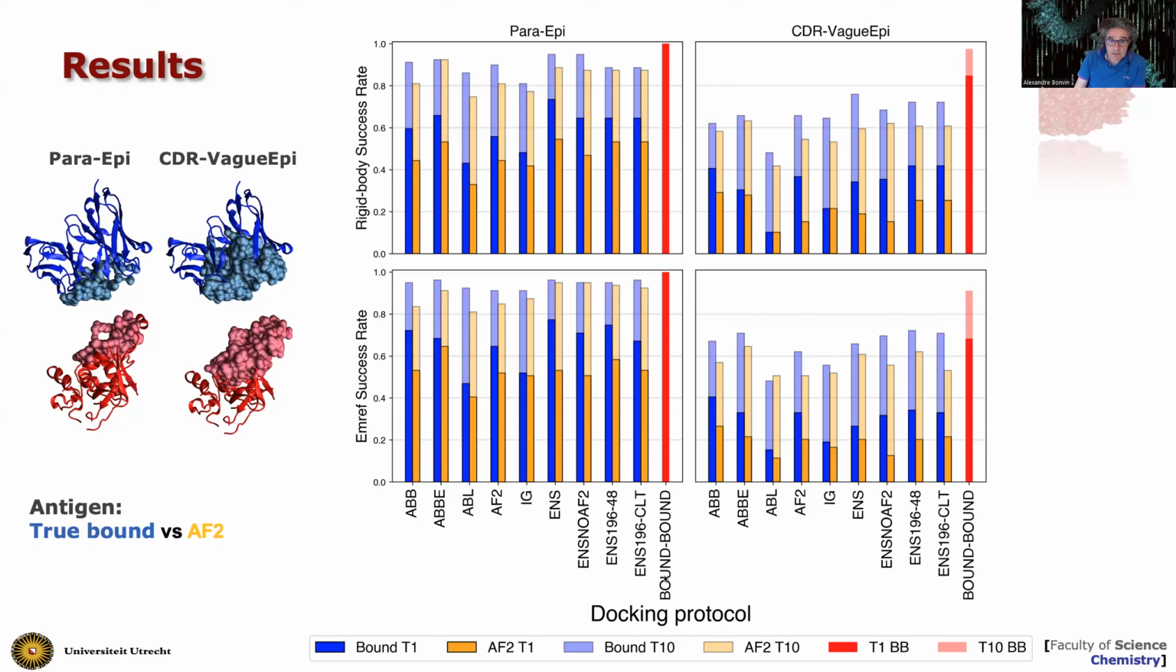And then we have the blue color, where we use the crystal structure of the antigen, and the orange color, where we use the AlphaFold prediction of the antigen. And of course, here you see that our performance is around 60 to 70%. Some more general conclusions here.